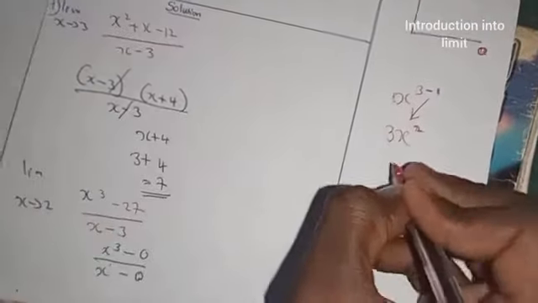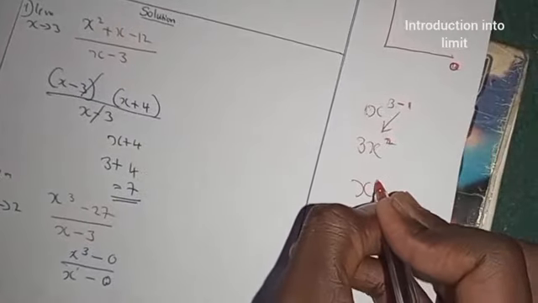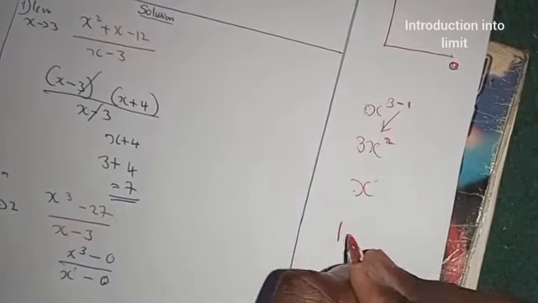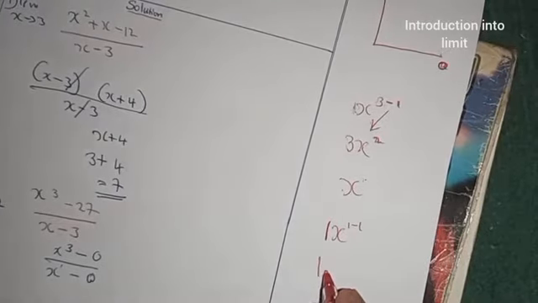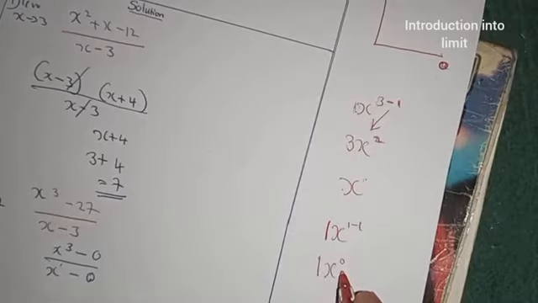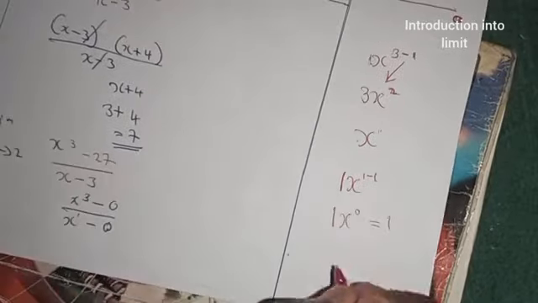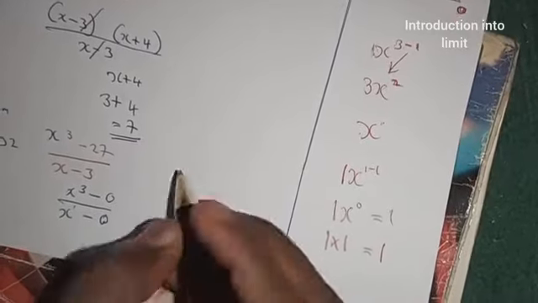And now the differentiation of this is the same thing. It will be 1 multiplied by 1, which is 1. Then x to the power of 1 minus 1, which is x to the power of 0. And whatever is to the power of 0, according to the laws of indices, is equal to 1. So this will be 1 multiplied by 1, which is equal to 1. So back to our solution.